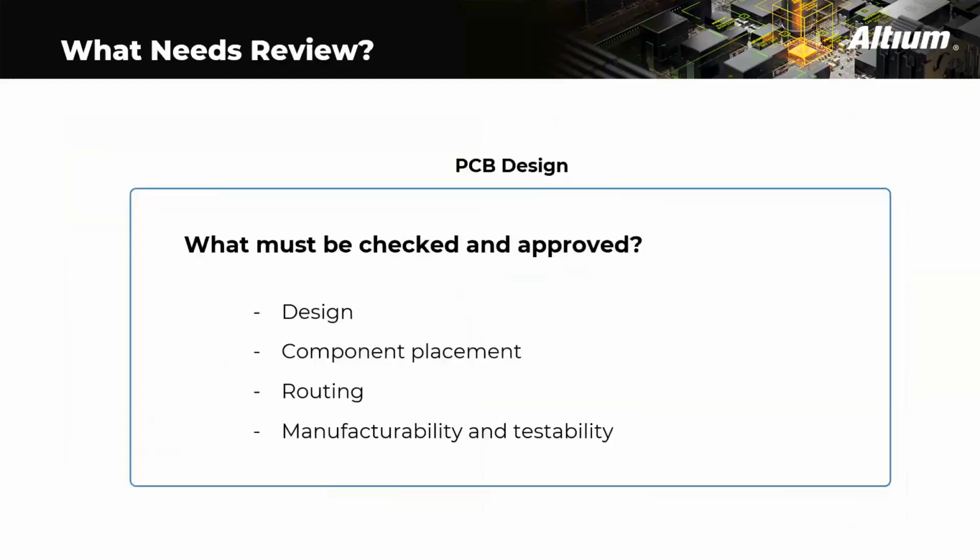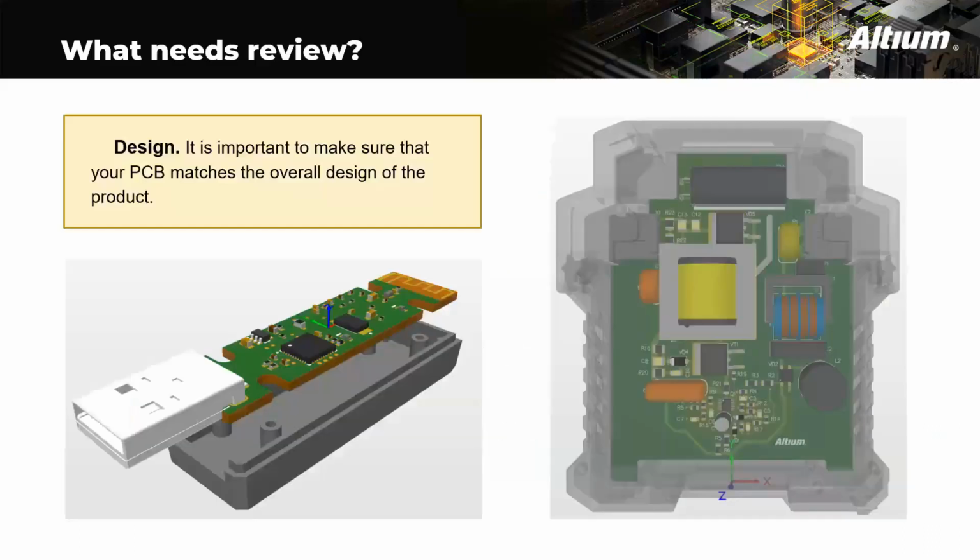Now, when it comes to the PCB, we need to check component placement, routing, design, and lastly, manufacturability and testability. Let's quickly talk about each of these. We also want to check our physical design to make sure it works for our overall product design. Does it fit our enclosure? The PCB does not exist in a vacuum. It's part of a design for which there are a number of requirements and specifications.